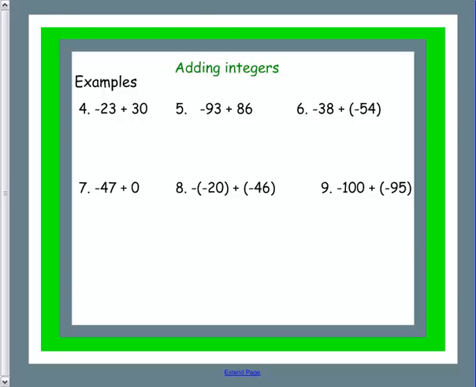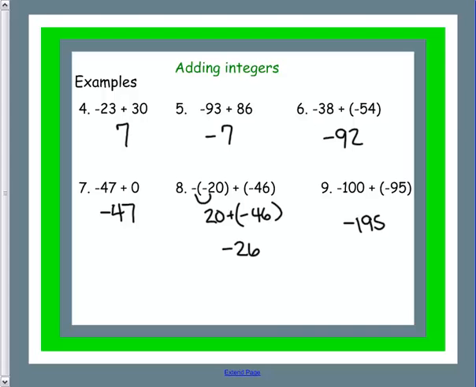I want you to take a second and try these, and then after you pause the video, when you're finished, go ahead and see how you did. The numbers are going to show up in about 2 seconds, so make sure you pause the video. All right, here are the answers. Take a second to look at the answers, and then go ahead and pause the video and examine each one.